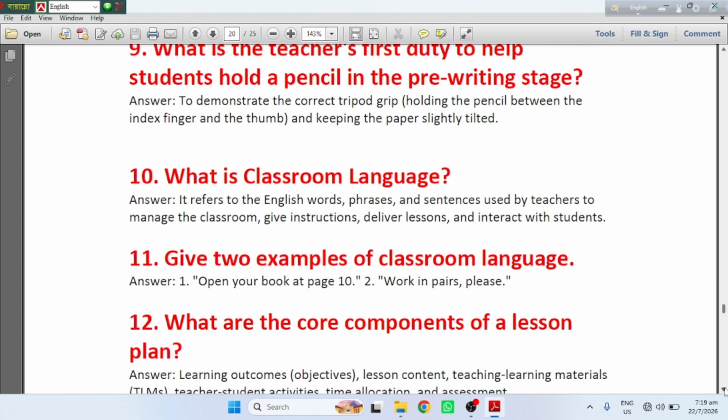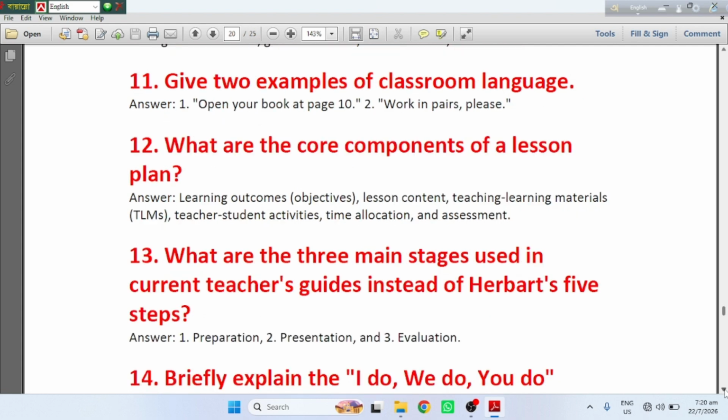What is classroom language? It refers to the English words, phrases, and sentences used by teachers to manage the classroom, give instructions, deliver lessons, and interact with students. 11. Give two examples of classroom language. Open your book at page 10. Work in pairs.